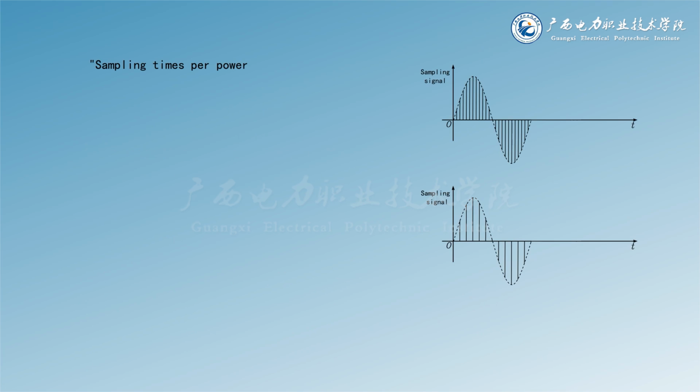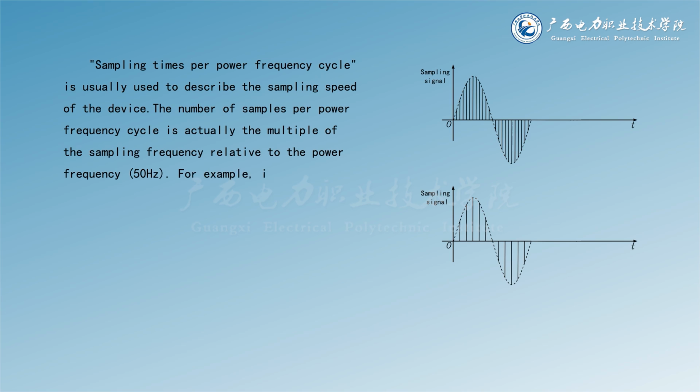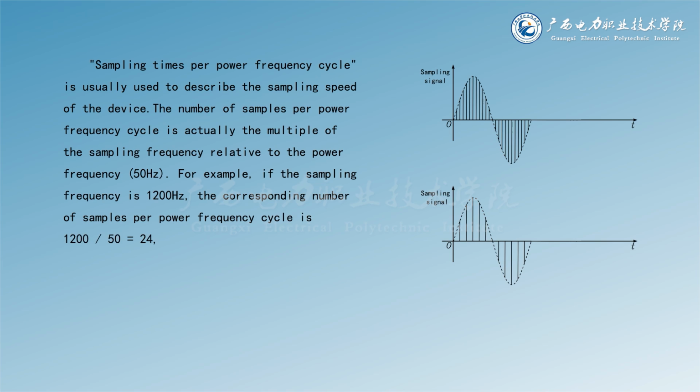Sampling times per power frequency cycle is usually used to describe the sampling speed of the device. The number of samples per power frequency cycle is actually the multiple of the sampling frequency relative to the power frequency. For example, if the sampling frequency is 1200 Hz, the corresponding number of samples per power frequency cycle is 1200 divided by 50, which is equal to 24. That is, take samples every 15 degrees.